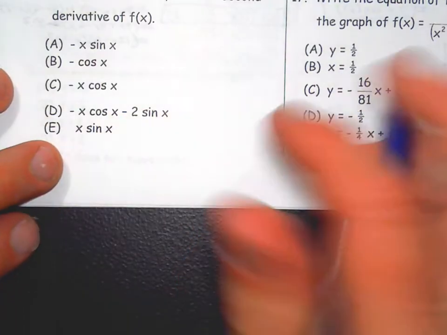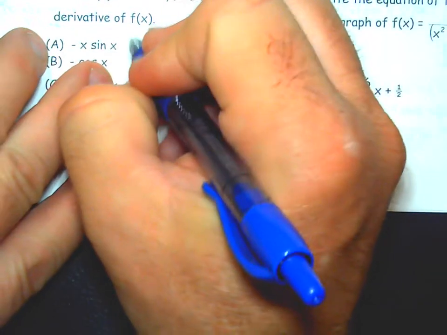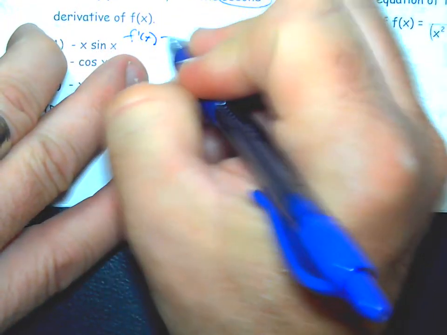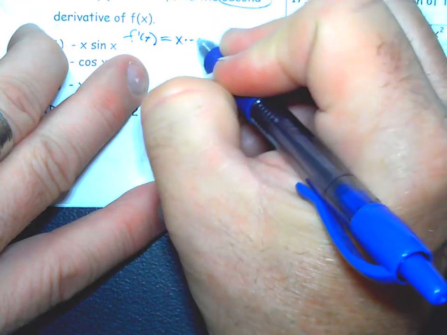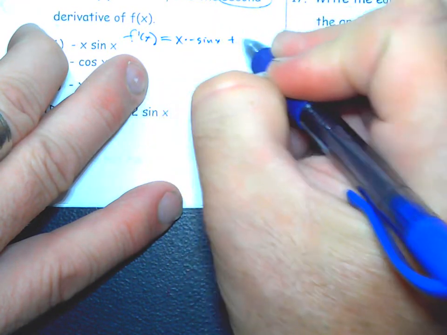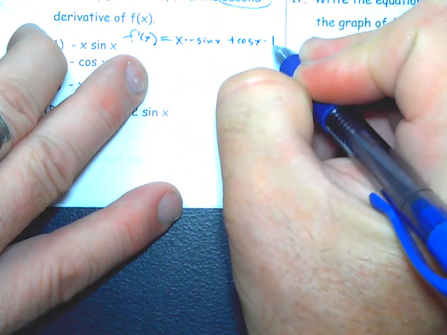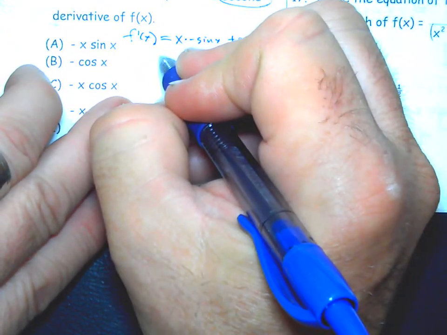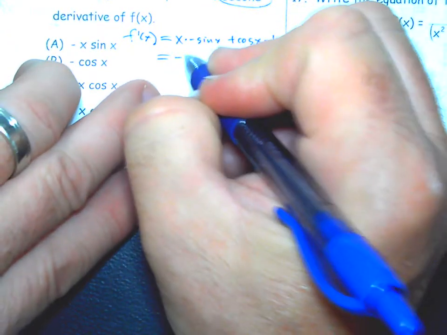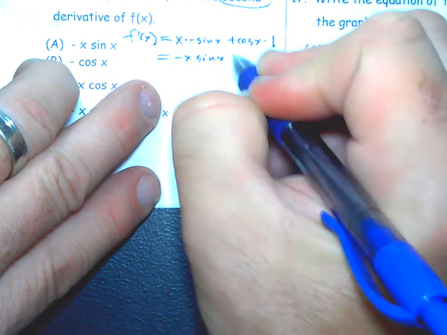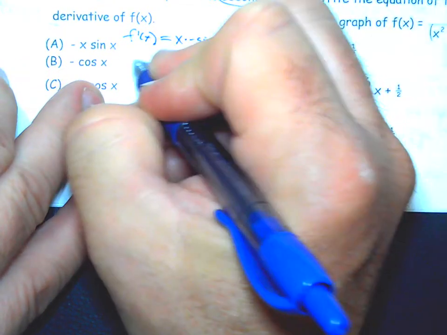13. Find the second derivative. So the first derivative is product rule. X times derivative of cosine is negative sine plus cosine x times derivative of x is 1. So, we could clean that up if you want. That's the first derivative.